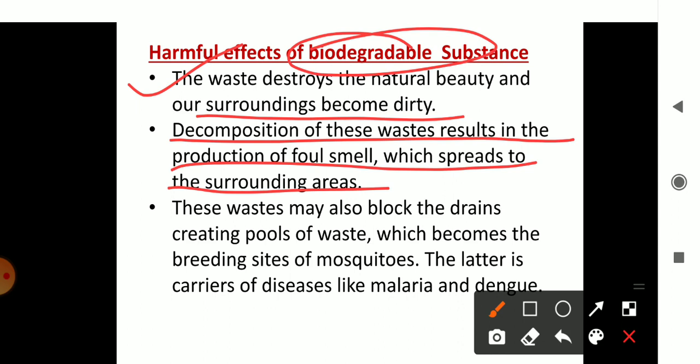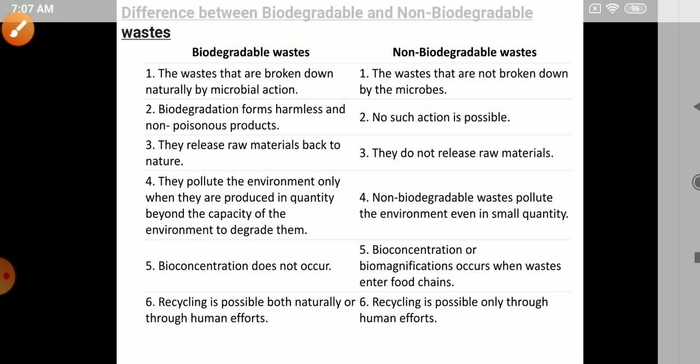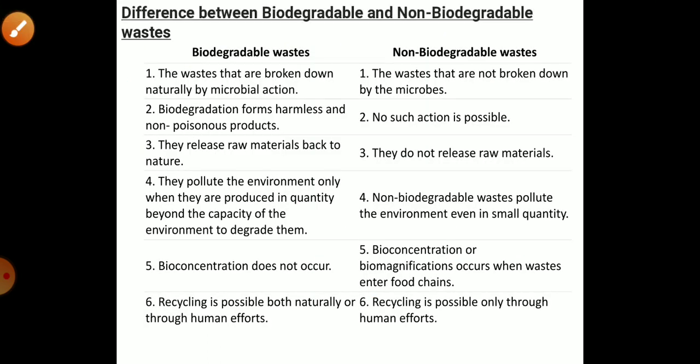And then these waste materials, both biodegradable and non-biodegradable, may block the drains and result in stagnation of water that becomes a breeding ground for mosquitoes, which results in the spread of diseases like malaria, dengue, etc. So these are the ways they degrade or affect the environment.